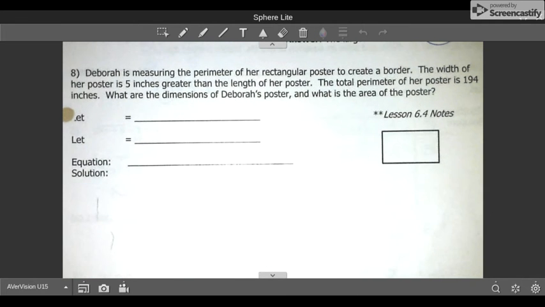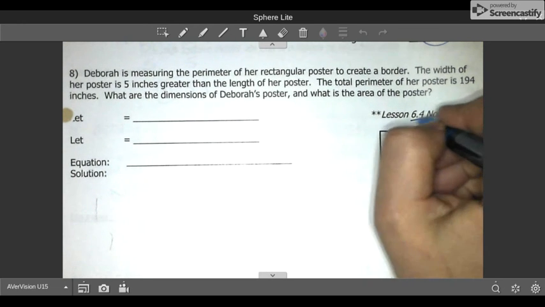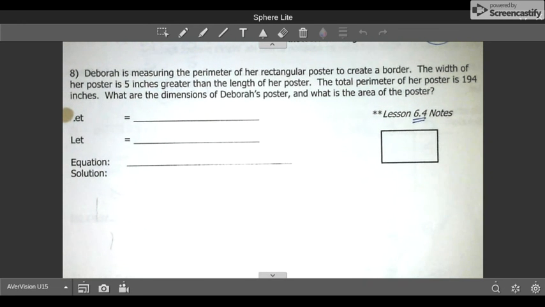All right, Deborah is measuring the perimeter of a rectangular poster to create a border. They wanted you to look at 6.4 notes. The width of her poster is 5 inches greater than the length of her poster. The total perimeter of her poster is 194 inches. What are the dimensions of Deborah's poster, and what is the area of the poster?